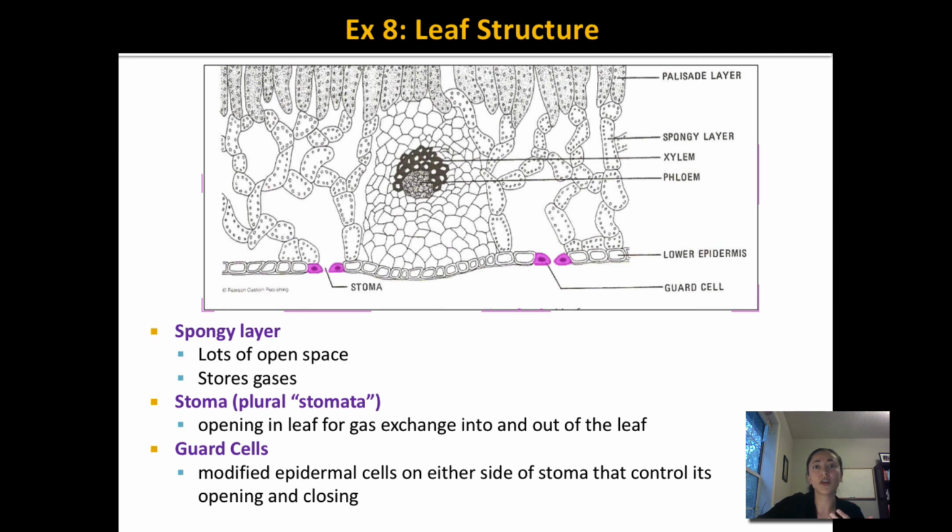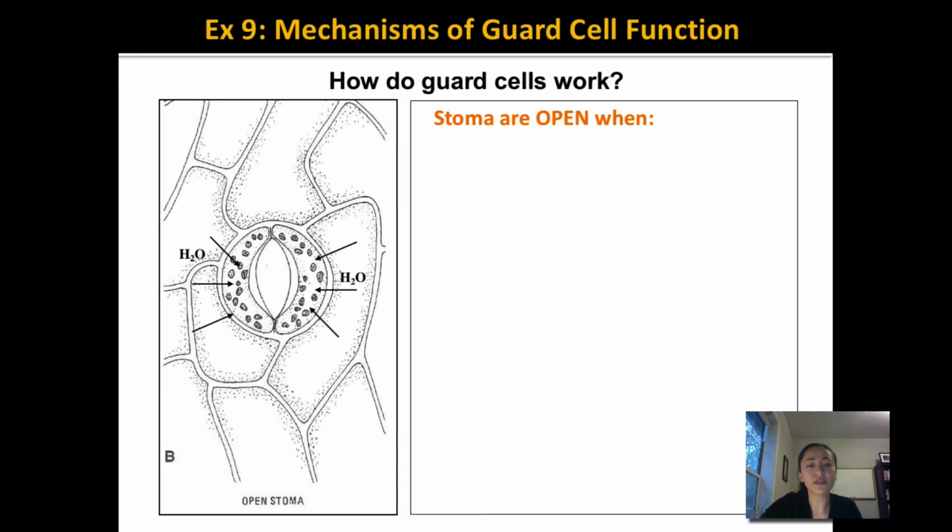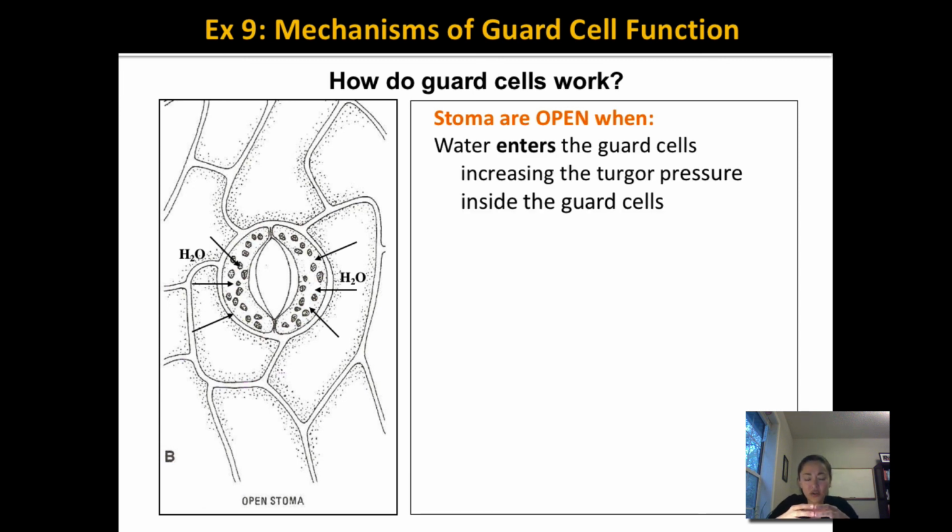Objective 7 actually says describe the structure and function of guard cells. So let's quickly describe how guard cells can open and close. So how do guard cells work? Well, guard cells open that pore whenever they fill with water. So when water enters the guard cell, it increases the turgor pressure inside the guard cells, and it actually causes them to buckle out. Okay, so imagine it's getting really filled and it causes it to buckle like that, and then it's open. And so when water enters those guard cells, it opens it up.